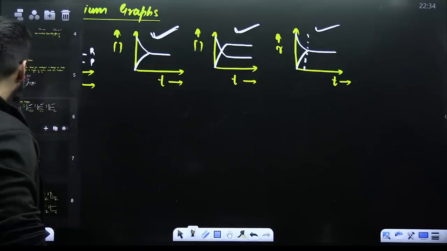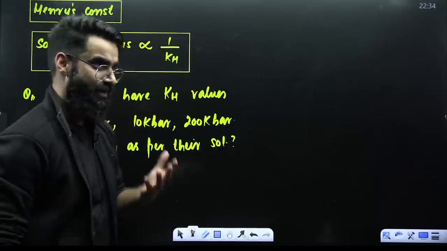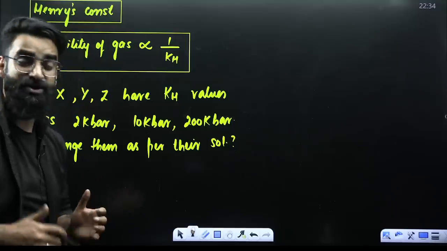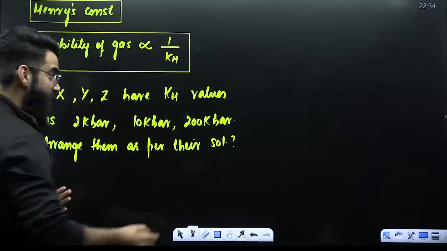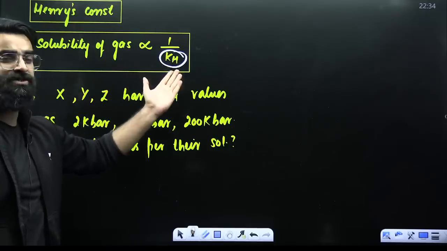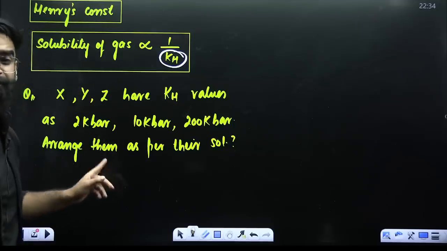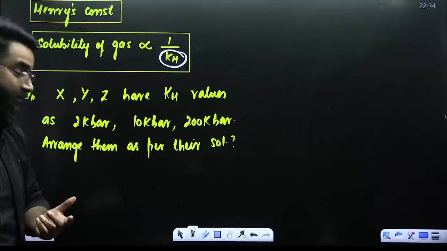Okay. A question has again been asked from Henry's constant as well. Question will be asked, what will be the solubility of the gas? Arrange the following gases on the basis of their solubility. Remember one simple thing, solubility of the gas in the liquid is inversely proportional to Henry's constant. More the Henry's constant of the gas, lesser is going to be the solubility of the gas. Already one question has been asked from this topic. Again, there are high chances that a question might be asked from this particular topic again.